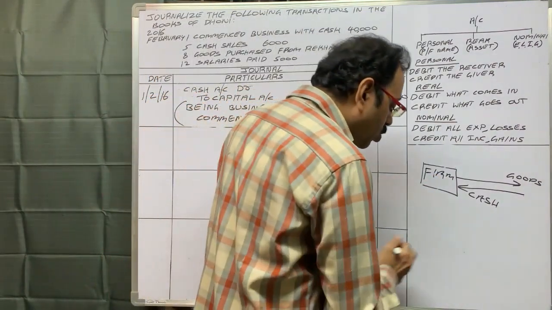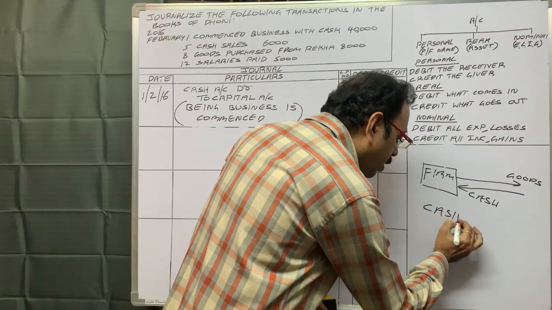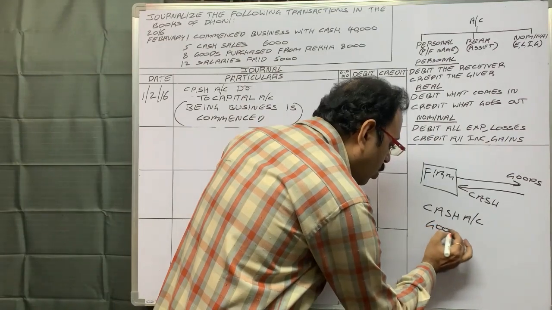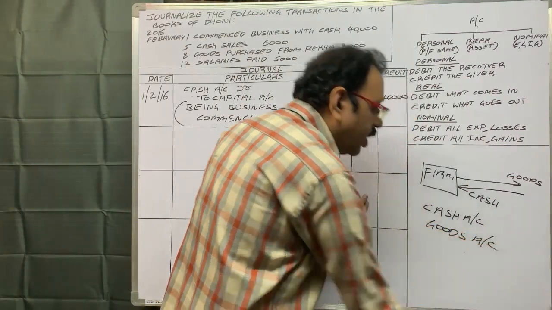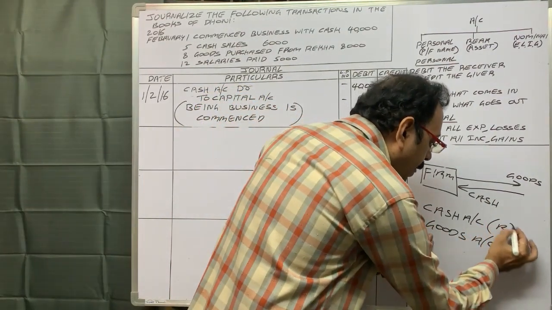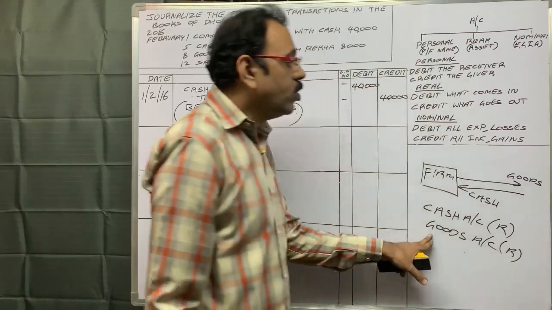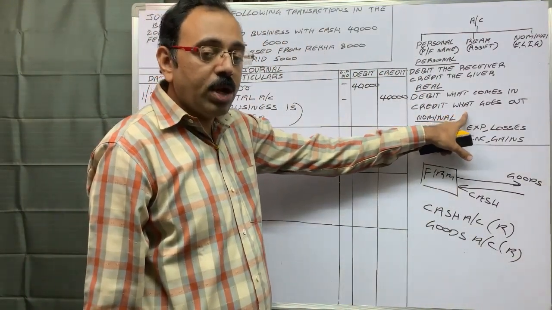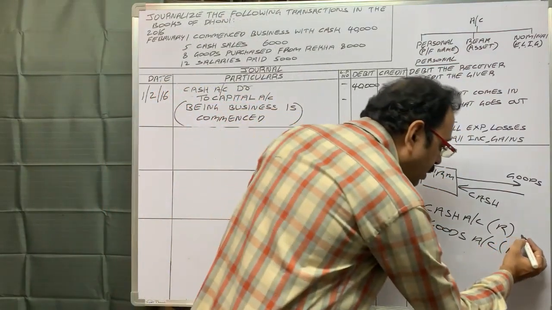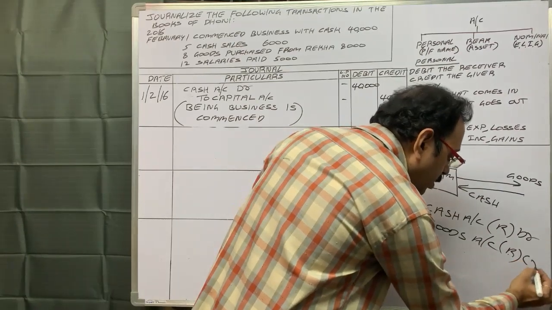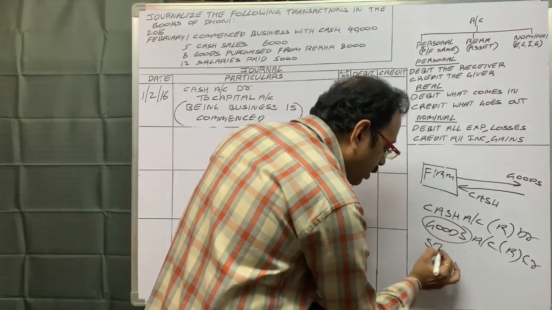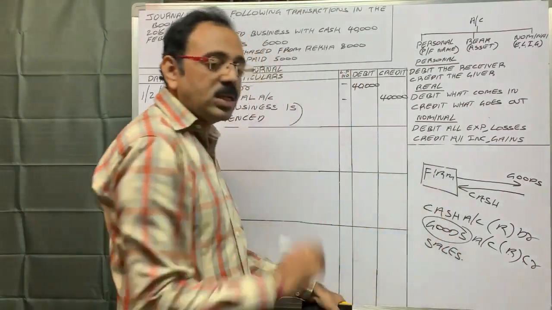So identify the two accounts. Cash is coming, therefore cash account is one account. Goods are going, goods account is another account. Both are assets, so both come under real account. Real account rule is debit what comes in, credit what goes out. What is coming to us? Cash. Debit it. Going asset, credit it. When goods come in credit, instead of goods what to write? Sales, because this is sales transaction.